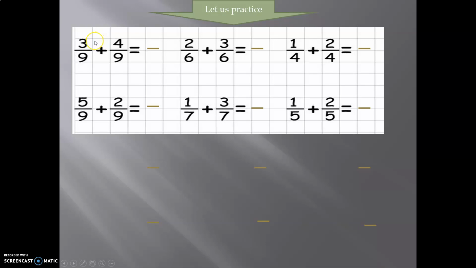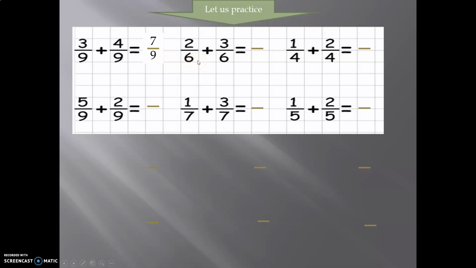Okay. Now we are going to practice without any shapes, because we understand that if we are making plus or minus between like fractions, I should have the same denominator as in the question. 3 out of 9 plus 4 out of 9. 3 plus 4 equals 7. Okay, this is the numerator. What about the denominator? The same as I have in the question, because they are common denominators. So I have 7 out of 9.